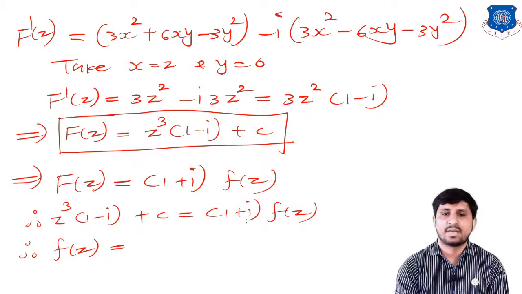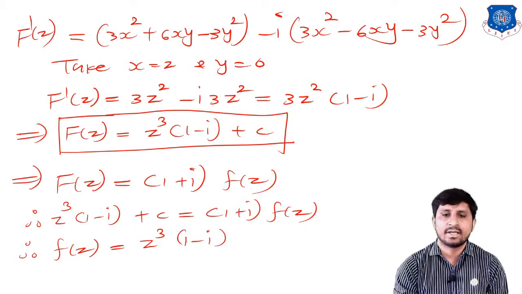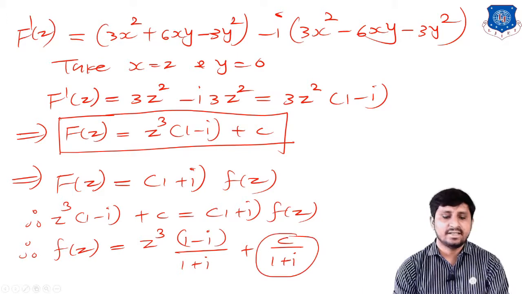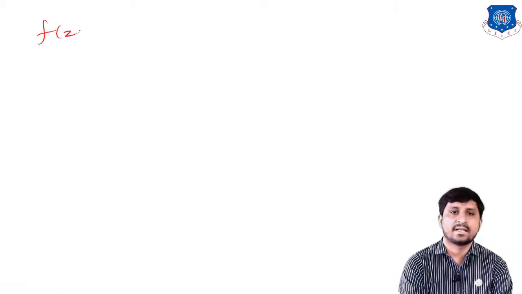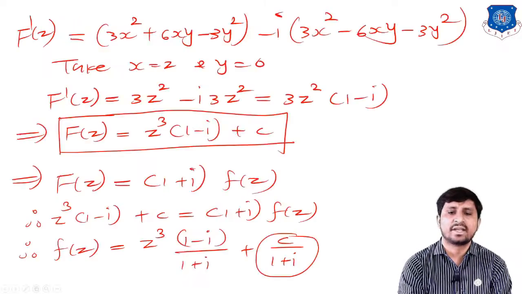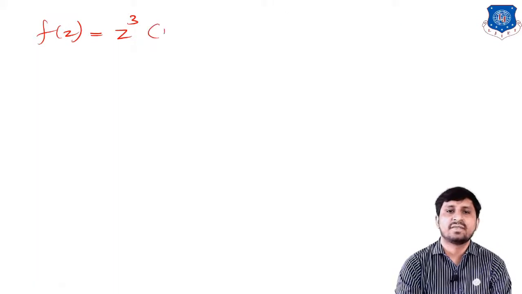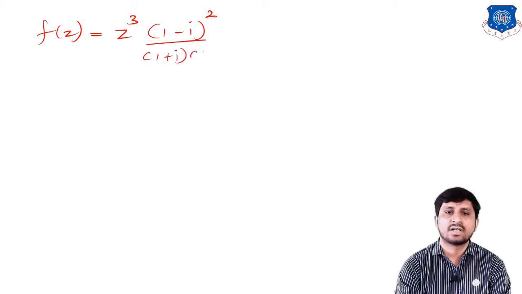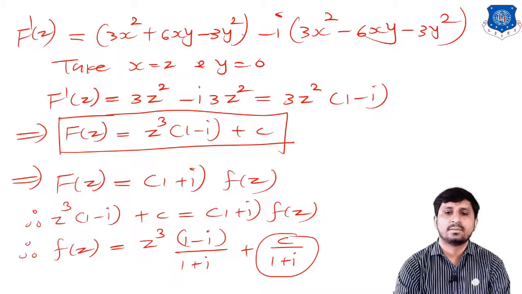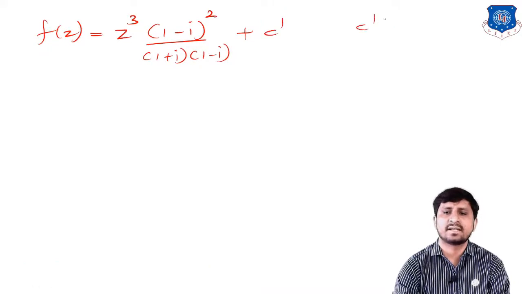I just write this part on the left hand side, so we get z cube into 1 minus i upon 1 plus i plus c upon 1 plus i. So this c upon 1 plus i can be written as c dash. So small f of z is equal to z cube. Now just multiply by 1 minus i and divide by 1 minus i. So in the numerator we have 1 minus i whole square, in the denominator we have 1 plus i into 1 minus i, plus c dash. What is c dash? C dash is nothing but c upon 1 plus i.